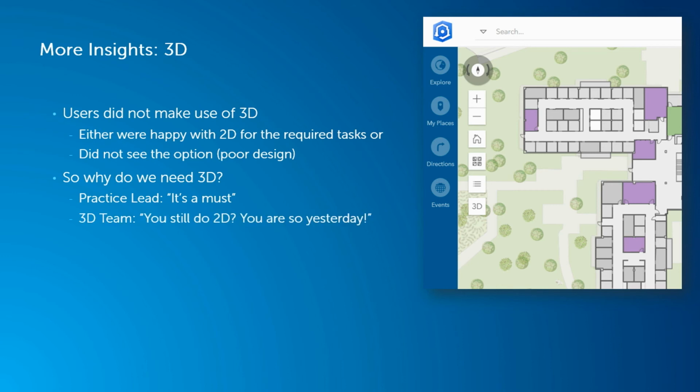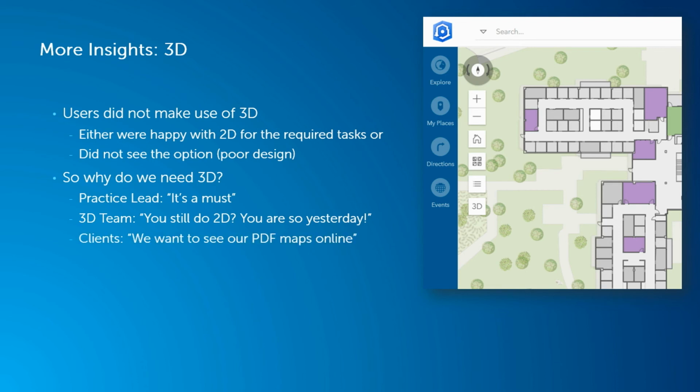So next, I talked to the 3D team at Esri, and I thought, if somebody knows, then it's them, right? Let me talk with them. And their response was, what, you still do 2D? You're so yesterday. And I understand where they're coming from, because the clients they are dealing with are smart cities, companies with 100,000 people and more, right? And they only have 3D. They have Revit, BIM data. They don't want to go back to 2D.